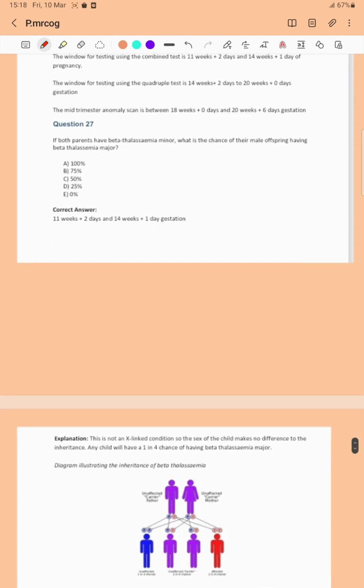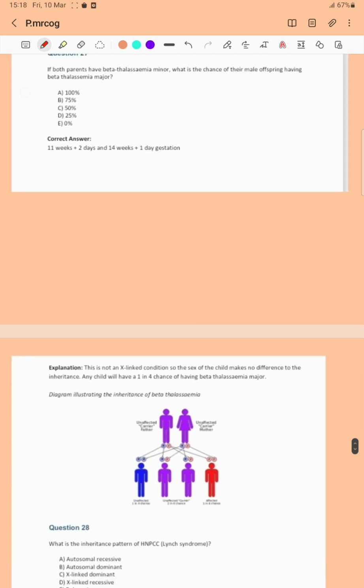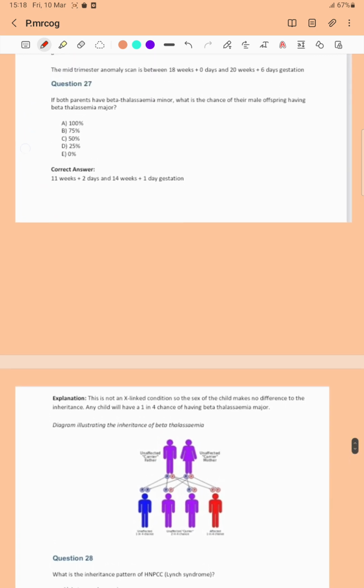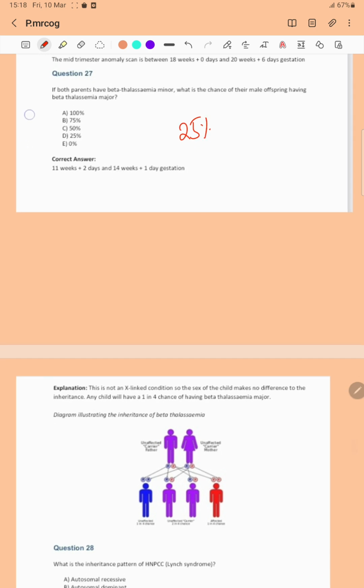Next question: both parents have beta thalassemia minor, and what is the chance of a male offspring having beta thalassemia major? So this is again a repeated question. As beta thalassemia is not an X-linked condition, it does not depend on gender. It will not create any difference in the genders, and any child will have a 1 in 4 chance of having beta thalassemia major, which is about 25%.